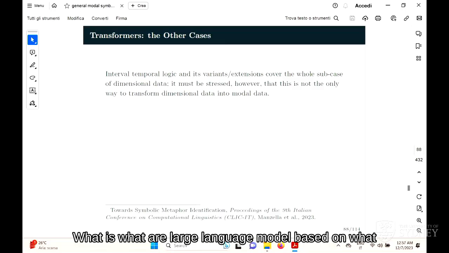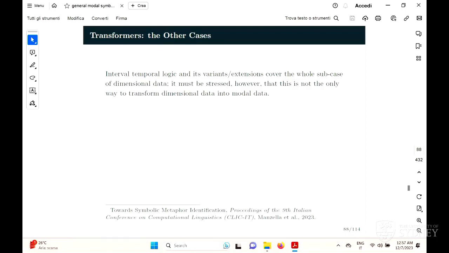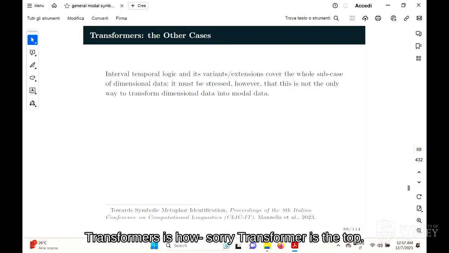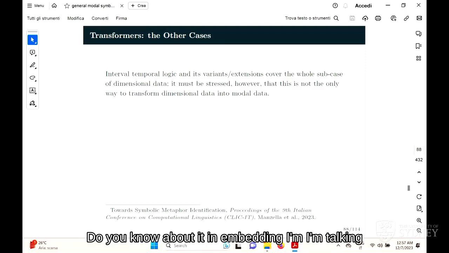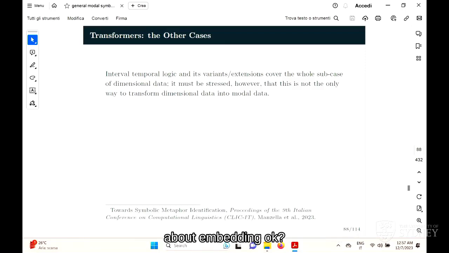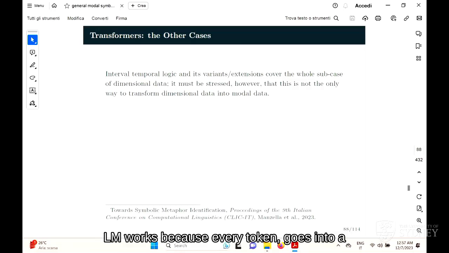What are large language models based on? What is the one engine that makes LLMs possible? Transformers. That's right. Transformers is the top. I mean, I was talking about interpretation. Do you know about embedding? I'm talking about embedding. Do you know what embedding is? Several dimension embedding. Do you know this idea?